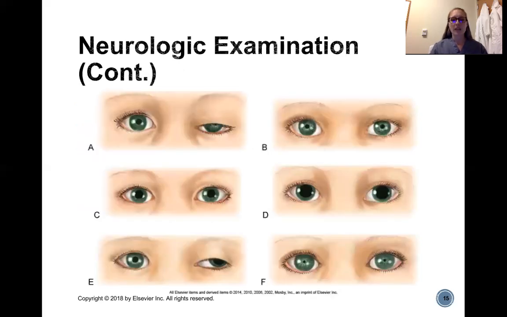So here's a variety of different issues that the eyes might have. You can see pinpoint pupils, unequal pupils, dilated pupils, the eyelids having difficulty, the eye itself lagging. So just the pupils are going to be a key, and the eyes themselves are going to be a key assessment in the neurological examination.